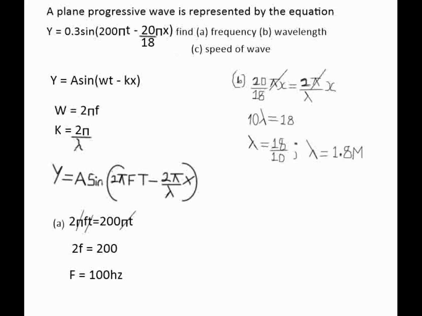Finally, let's talk about question C, which is the speed of the wave. Speed of the wave, like we all know, v = fλ, and we have the value of f to be 100, whereas that of λ is 1.8 meters. So let's substitute into this formula, which says that v = fλ, and that will give us v = 1.8 multiplied by 100, and 1.8 multiplied by 100 is 180, and it's measured in meters per second because we're talking about speed.